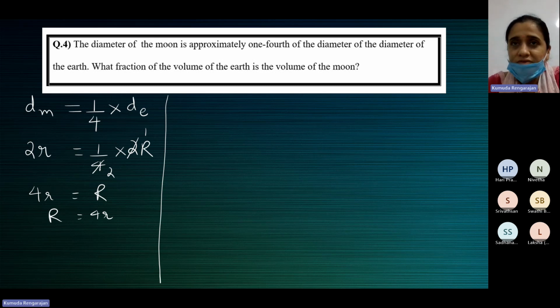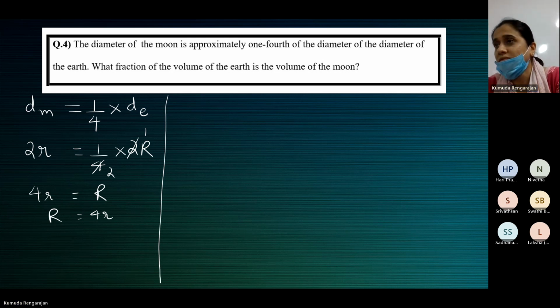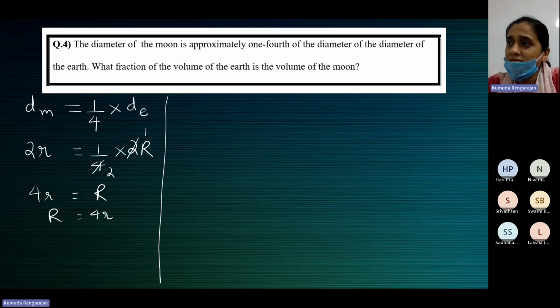Now the question is, you have to answer this question. What fraction of the volume of the Earth is the volume of the moon? Now, which is the bigger thing here? Earth. Volume of the Earth is the bigger thing, and the volume of the moon is a smaller thing.